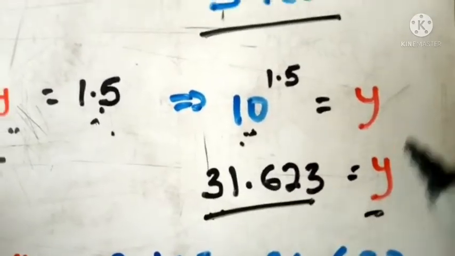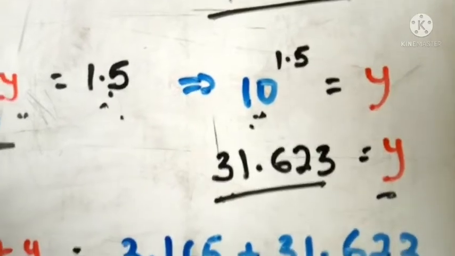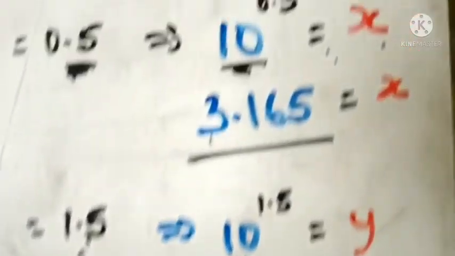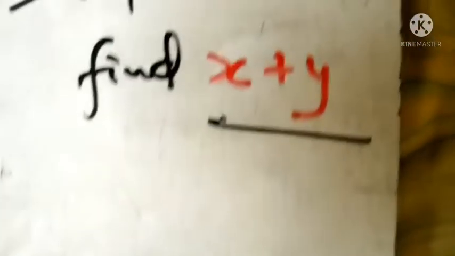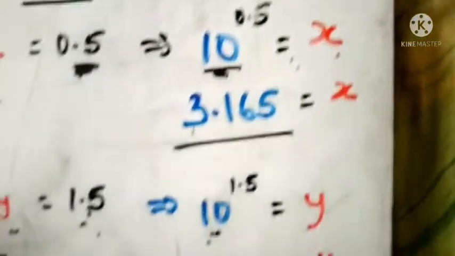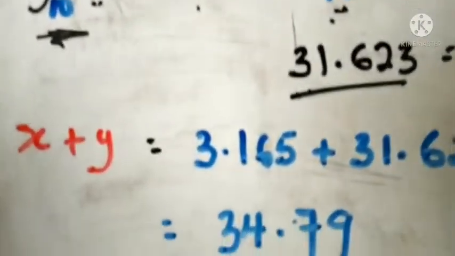So now we know the y, and then we know the x. You can just add them, because that's what they say you should find. They say find x plus y. So now we have our x as well as our y.